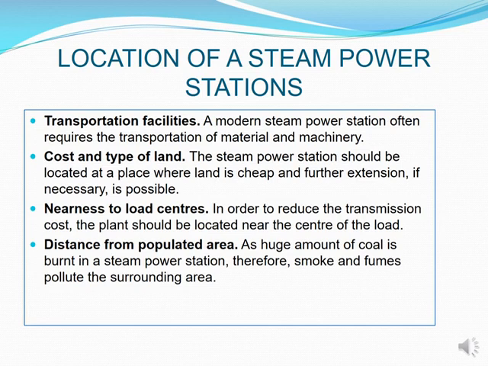Then we want it to be as near as possible to your load centers. And what are your load centers? In order to reduce the transmission cost, that is, of your electricity coming from the generator, you want your plant to be located near the center of the load. So as close as possible to where the load is. And I think that is why in South Africa, we've got our control center or the big transmission center sitting in Joburg.